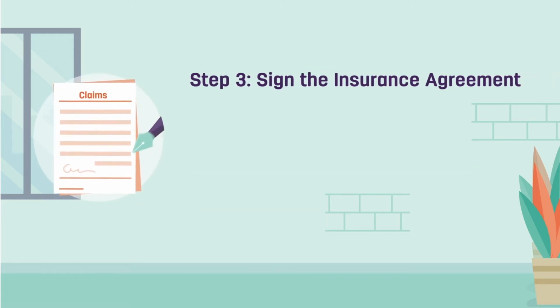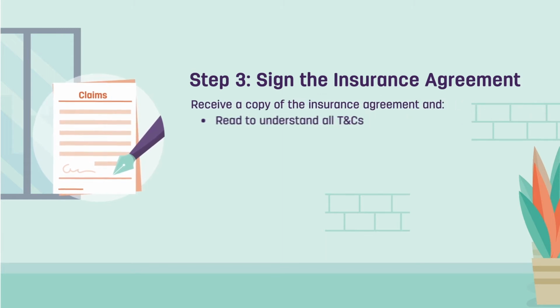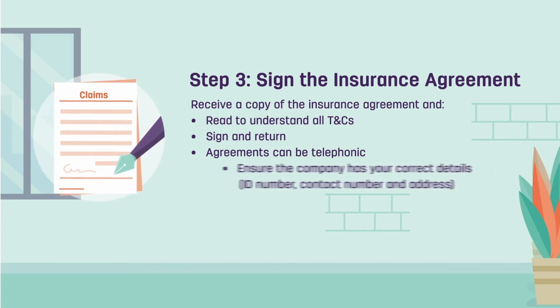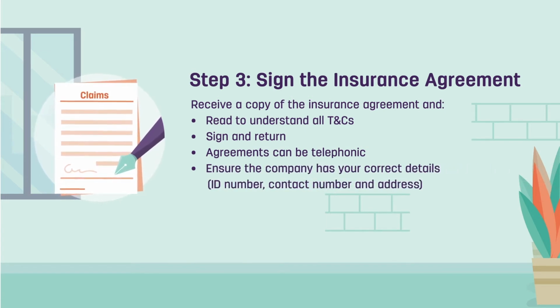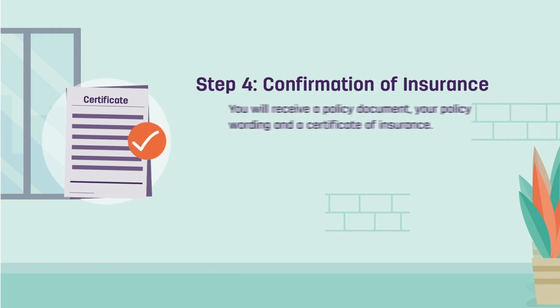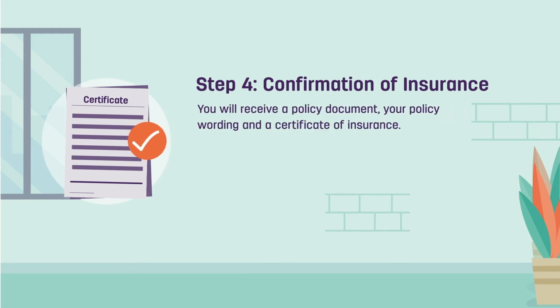Next, you'll sign the insurance agreement. Make sure you get a copy of the agreement and read through it to understand all the terms and conditions. Sign the agreement and return it to the insurer. This can also happen telephonically. Make sure that the company has your correct details, including your identity number, contact number, and address. To confirm you are insured, you'll receive a policy document along with your policy wording and a certificate of insurance.